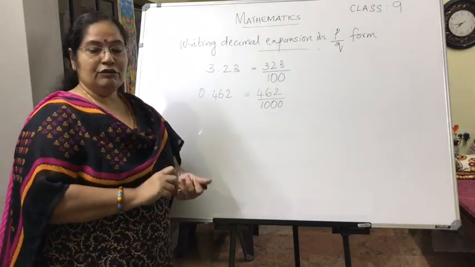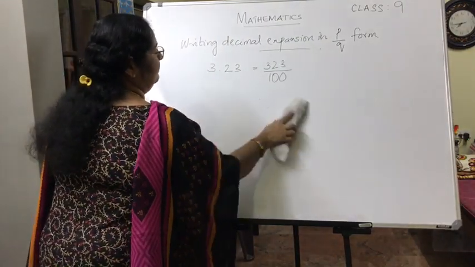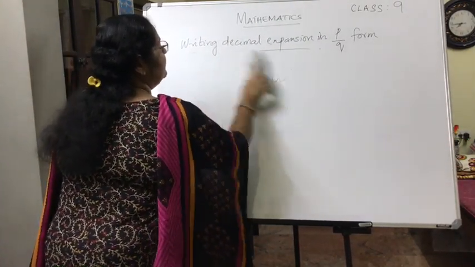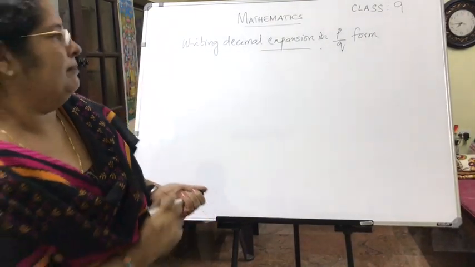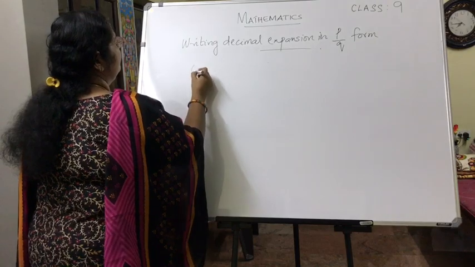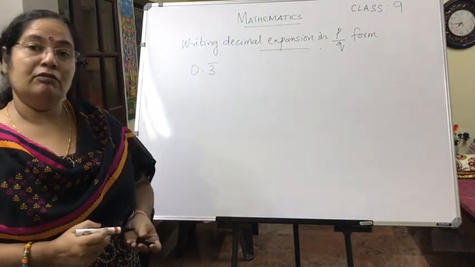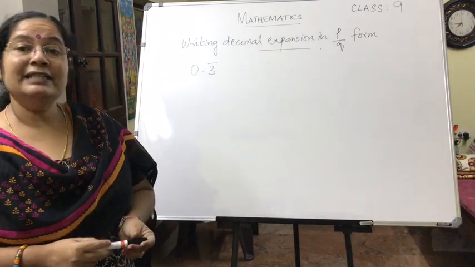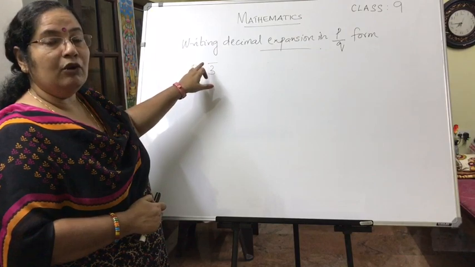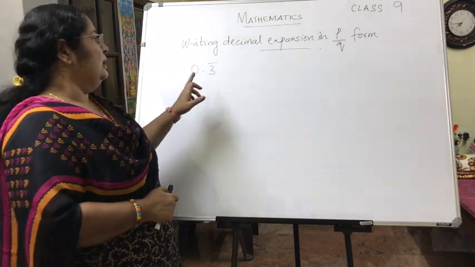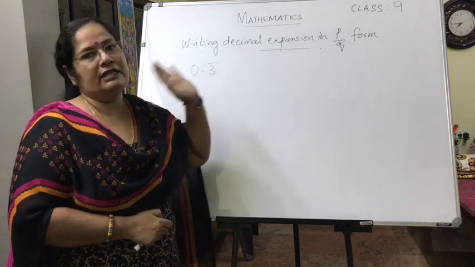So understood how to convert terminating decimal expansion in the form of P by Q. Now we'll be seeing how to convert non-terminating and recurring decimal expansions in the form of P by Q. Let us take one example, say 0.3 bar. Lastly we have seen how to represent non-terminating and recurring expansions. You put a bar over the digit that is being repeated. So 0.3 bar means what? 0.3333 it is going on.